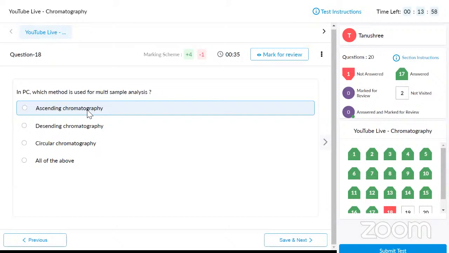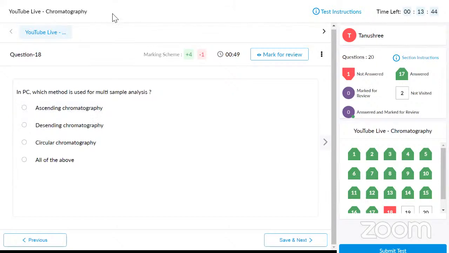What happens in descending chromatography? It is just the reverse of ascending chromatography. In descending chromatography, the flow of the mobile phase is from the upper part of the paper. So that is the reason why the spots of your sample are obtained at the bottom, that is the receding side of the paper. So descending chromatography is also not your answer, because why?